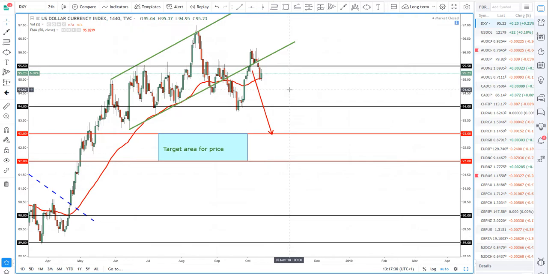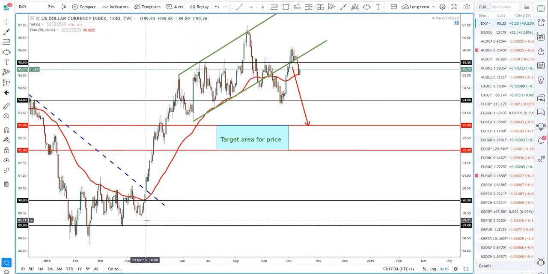Personally, I think it's going to be the next leg down, just because of how much the dollar has moved up since April, May this year. It moved up, got into a pattern, chopped around, and struggled to break 95.5 again. It looks like it wants to come back down. 93 looks like a nice area to expect it to come to.